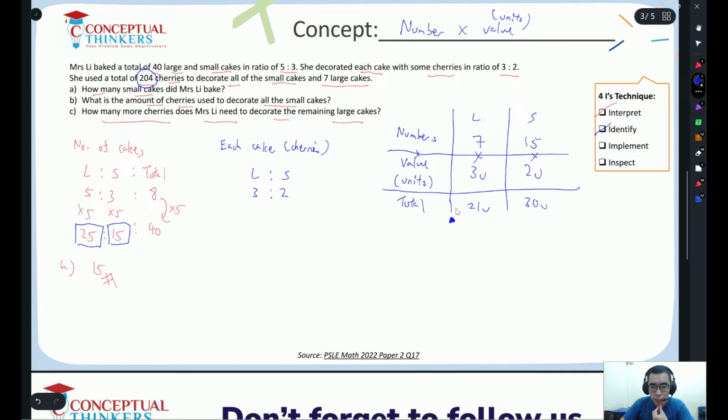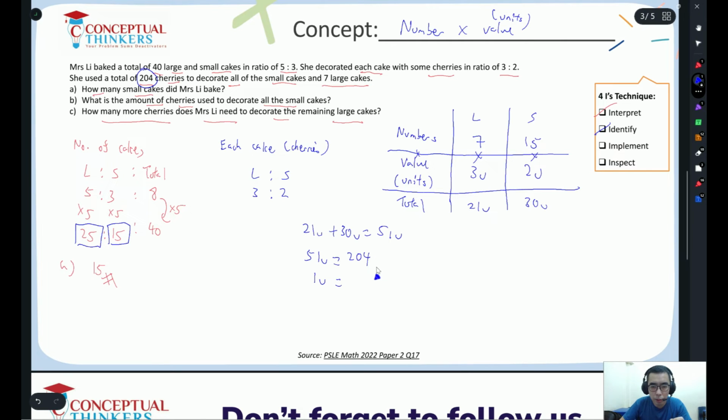Okay, now we can do an addition of this. So we get 21U plus 30U. So this will give me 51U. So let's understand what is this. If I take the number of large cakes and multiply by the cherries used on one large cake, this will give me the cherries for all the 7 large cakes that she's decorating. Then for this 30, will be 30 cherries used for all the 15 small cakes. So this 51 will be equal to the total number of cherries used to decorate for all the small cakes and 7 large cakes. So that means that 51 units must be equal to 204.